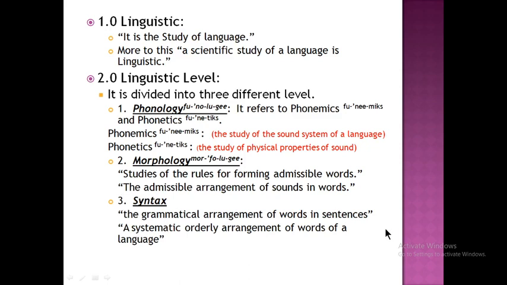When you arrange words grammatically fit in a sentence, that is syntax. In other words, a systematic order of arrangement of words in a language is called syntax. So these are the three different levels of linguistics: phonology, morphology and syntax.